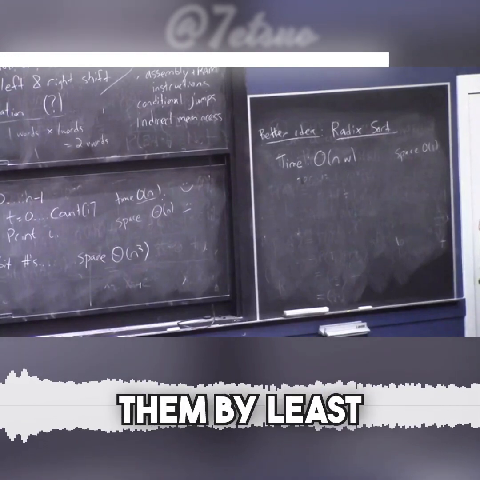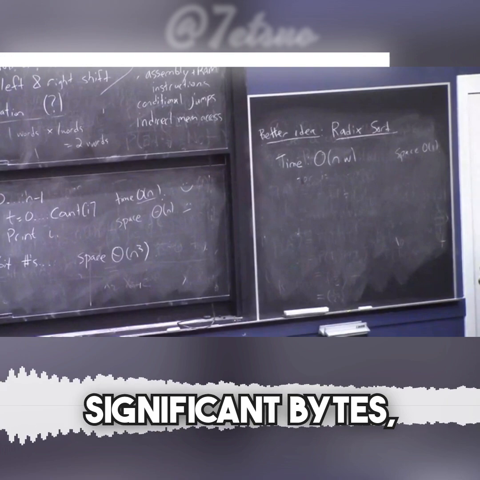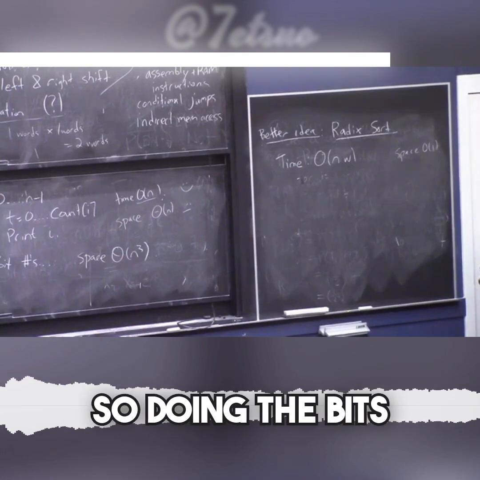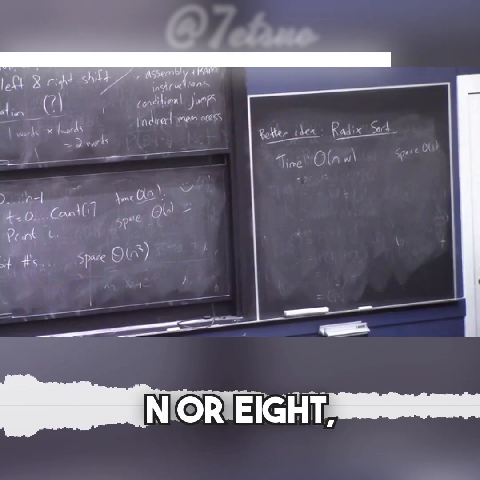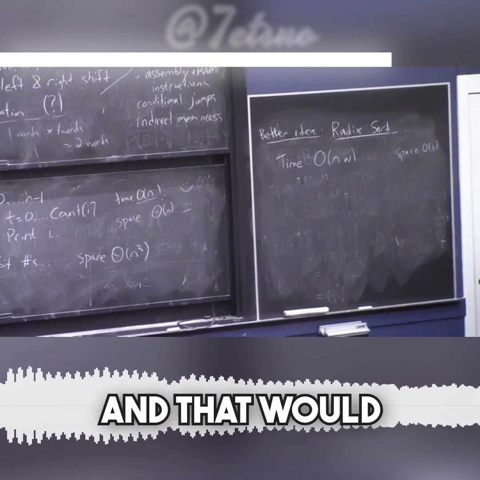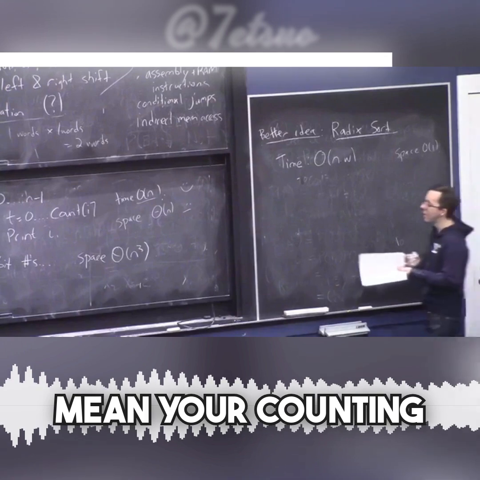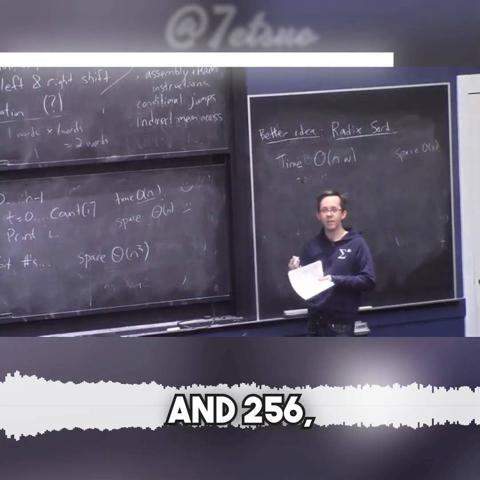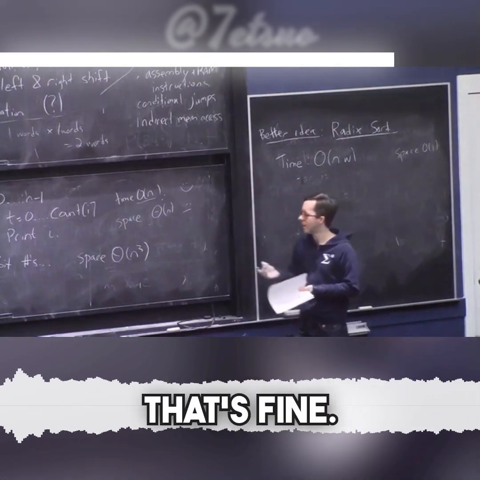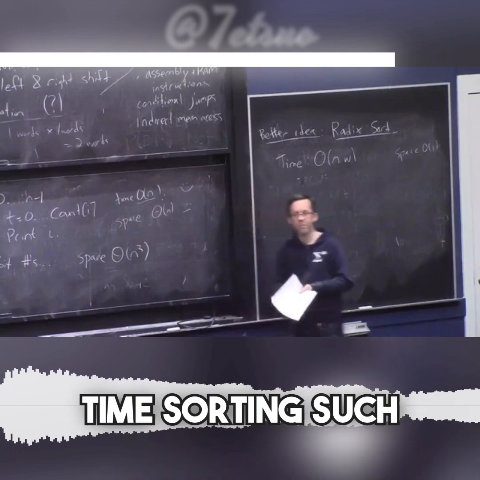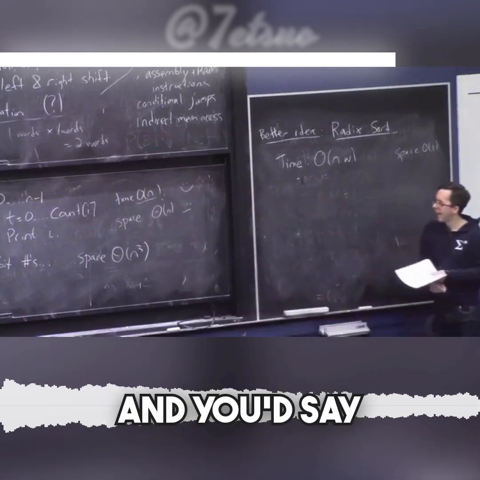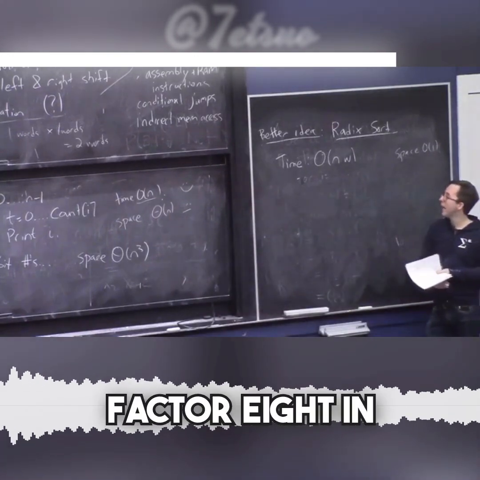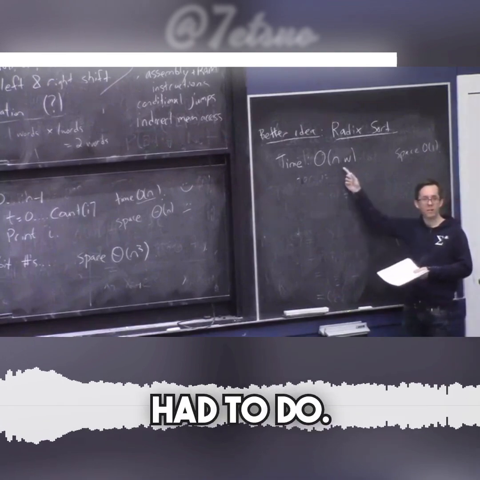Right? You could sort them by least significant byte, second least significant byte, and so forth. So doing the bits in groups of 8. And that would mean your counting sort would be sorting numbers between 0 and 256, which is still fine. Counting sort will still be order n time, sorting such numbers. And you'd save a factor of 8 in the number of overall sorts you had to do.